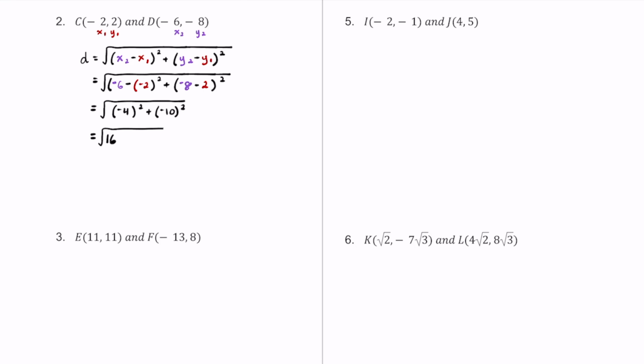And -10 squared is equal to 100. So we have 16 plus 100. 16 plus 100 is just equal to 116, so that's going to be our single radical we have at the end. Now let's just see if we can simplify it a bit.